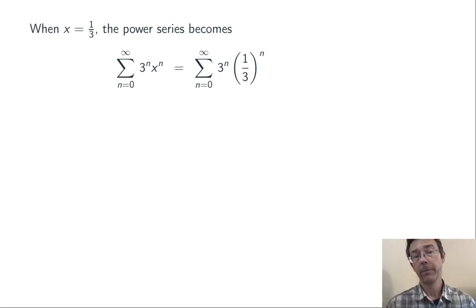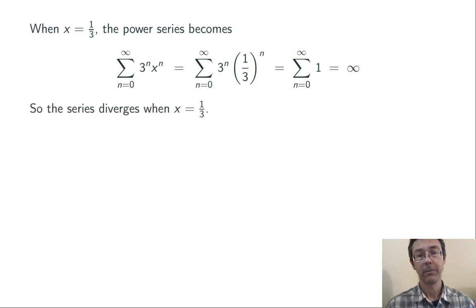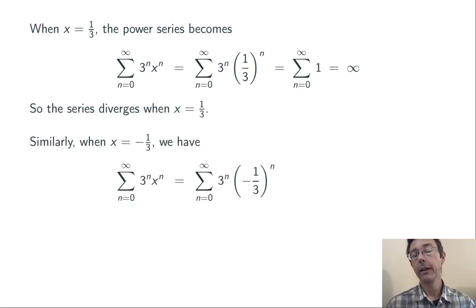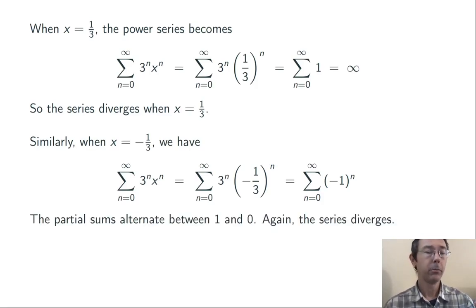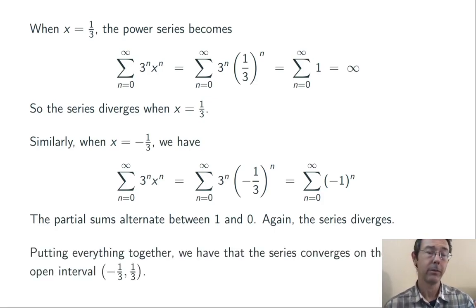When x is a third, we get this sum. It's just the sum from n equals 0 to infinity of 1. So 1 plus 1 plus 1 plus 1 and so on. That's going to be infinity. The series diverges when x is a third. Similarly, when x is negative a third, we get the sum from n equals 0 to infinity of negative 1 to the n. And that's going to be 1 minus 1 plus 1 minus 1 plus 1. The partial sums just alternate between 1 and 0. So again, a divergent series.